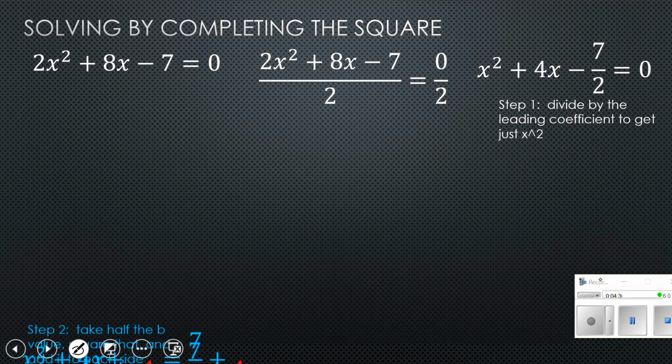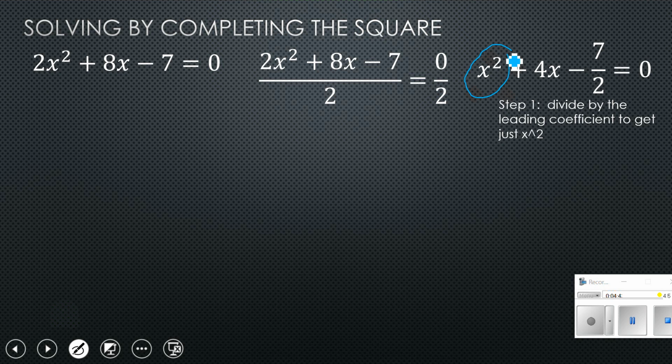So notice in this case, we have an x squared here, and that's what we want. If you already have x squared there, that's okay. You can just skip this first step. But if you have a number next to x squared other than 1, make sure you are following this first step. Divide by the leading coefficient to get just x squared. So I've divided everything by 2 in this case.